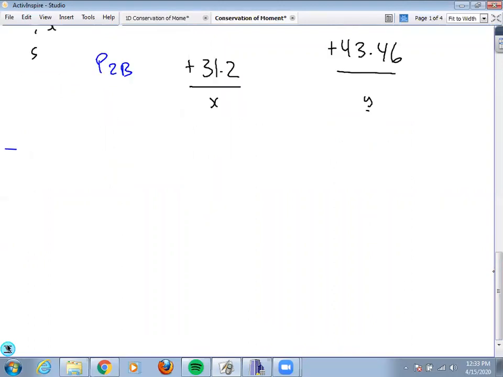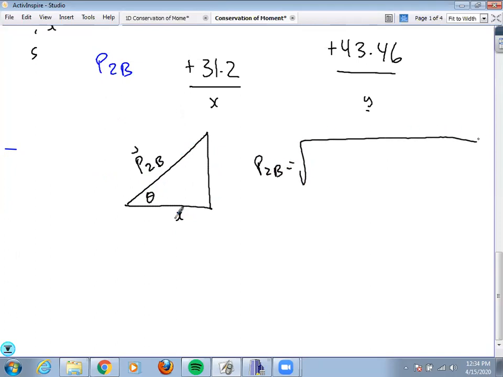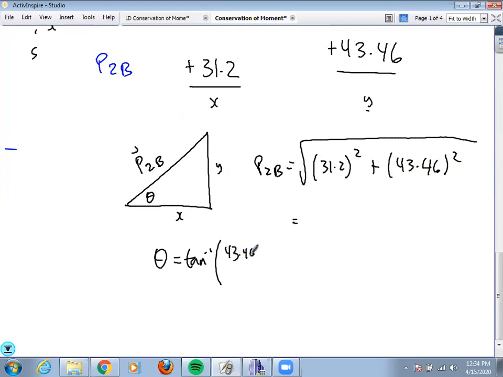Okay, so now our final triangle, we have our x going east, our y going north, and then that would be P2B with our vector, our angle theta. So P2B will equal the square root of, hopefully you know a squared plus b squared equals c squared, 31.2 squared plus 43.46 squared. And then the angle will be inverse tan of y, which is 43.46, over x, which is 31.2.